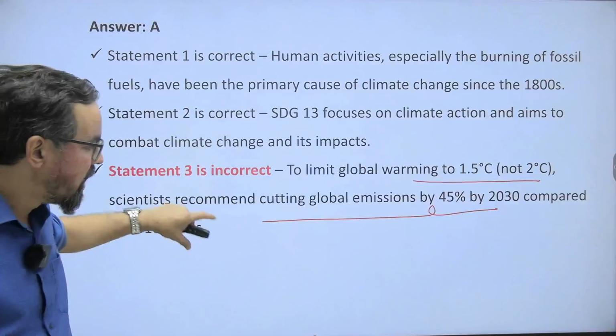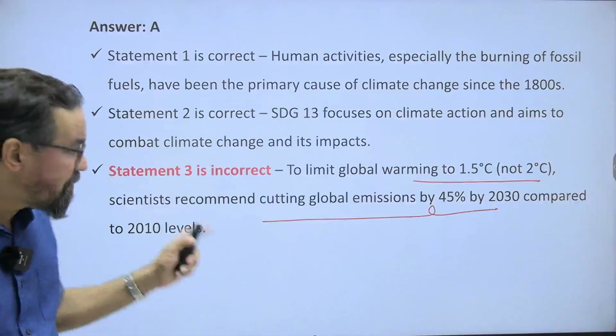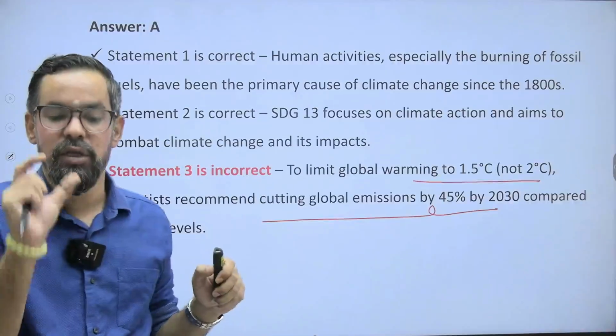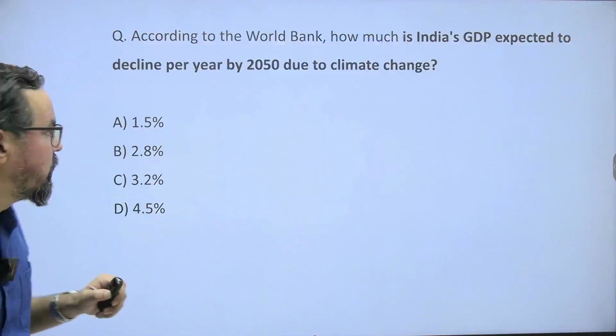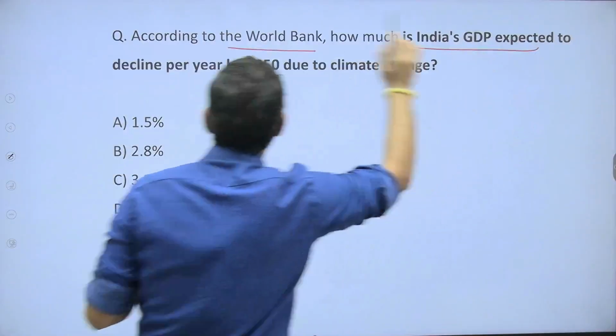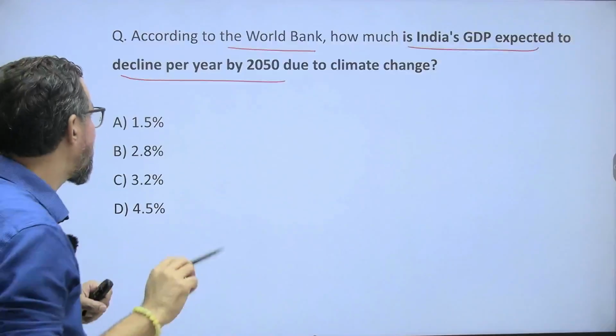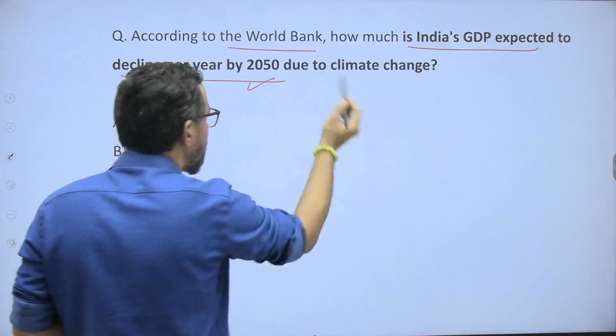So now see, this is the thing, you have to study this much so you can find out these kind of small errors in your statement as well, right? Next one. According to World Bank, how much is India's GDP expected to decline? This was asked in a previous paper. Decline by 2050 due to climate change.